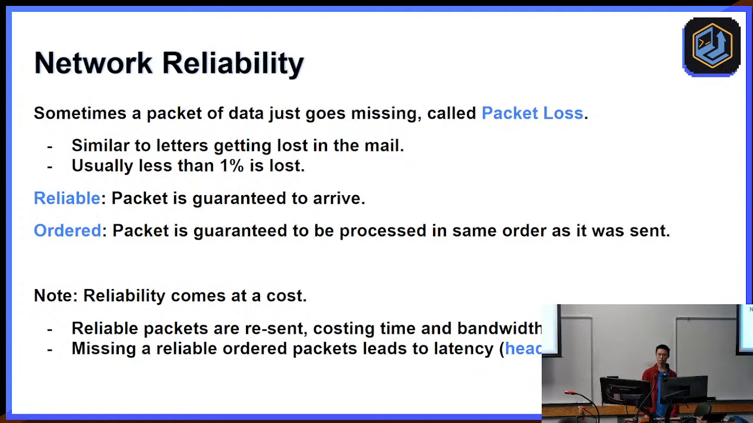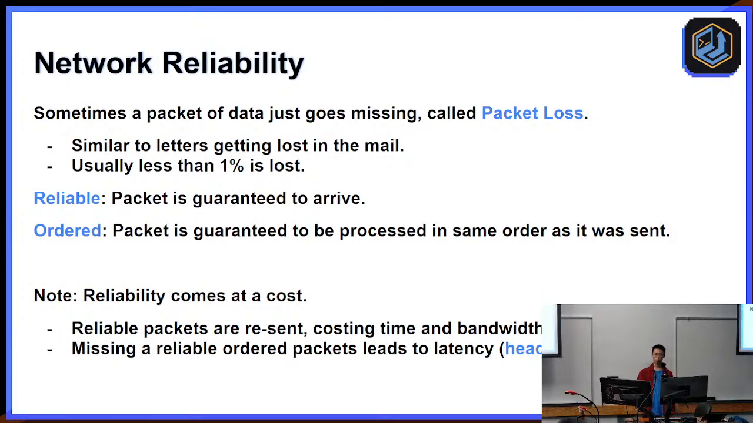And reliable refers to the guarantee that a packet is always going to arrive. Ordered means that the packet is guaranteed to be processed in the same order as it was sent. But the downside of reliability is that it comes at a cost. Reliability means that if a reliable packet is not received, it will be resent. That will take time and bandwidth.